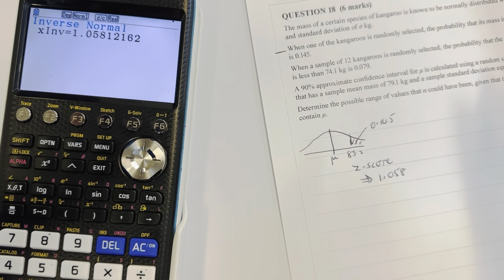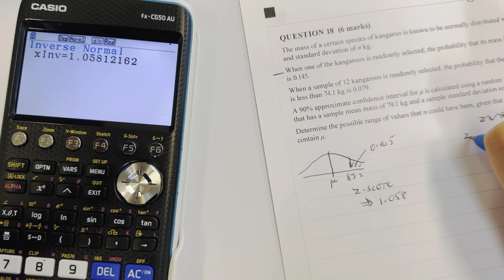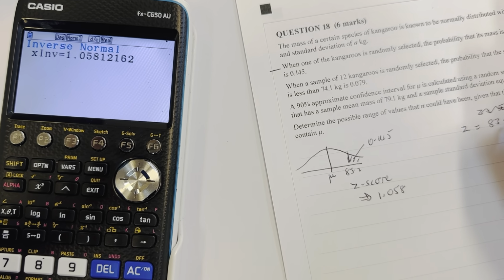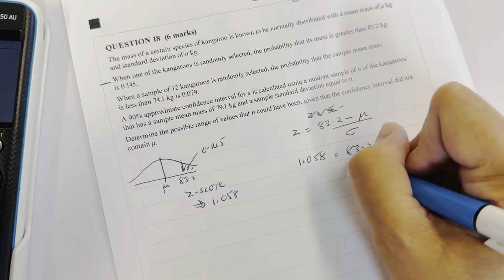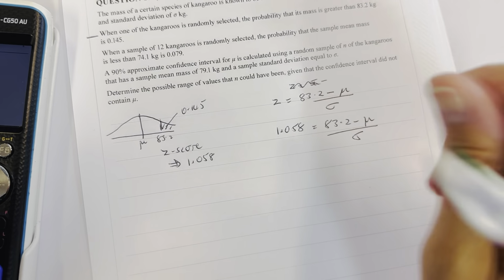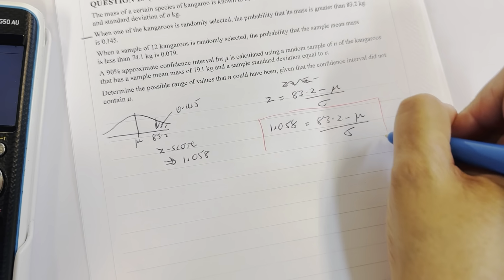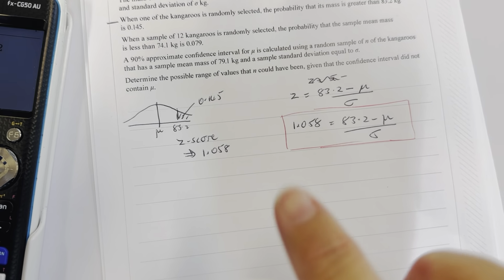So in my regular z-score formula, z equals x minus mu over sigma. So 1.058 is 83.2, take the mean, over the standard deviation. We're going to have a series of equations from the different bits of information, and then hopefully it'll all come together in the end.